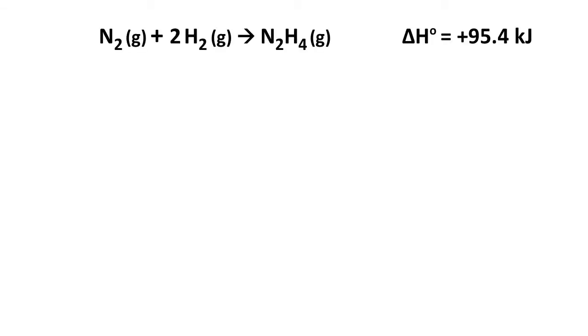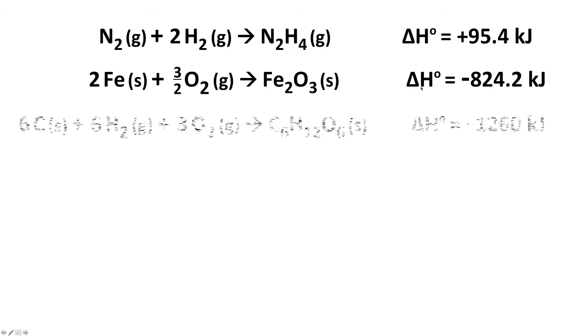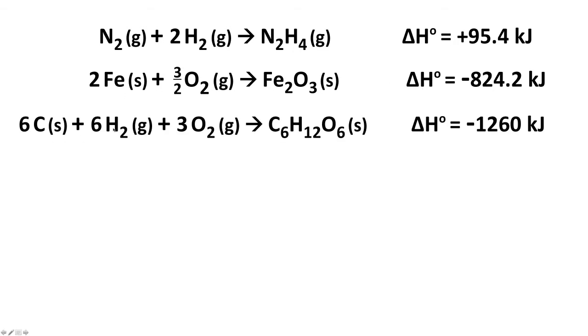Let's start by looking at a few reaction equations, thermochemical equations. The first one is nitrogen and hydrogen reacting to make hydrazine, N2H4, with an associated delta H value. Here's another one: iron reacting with oxygen to make iron(III) oxide, Fe2O3, with its associated delta H for this reaction. And one more: carbon and hydrogen and oxygen all reacting together to make C6H12O6, or glucose, with an associated delta H value for this reaction as well.